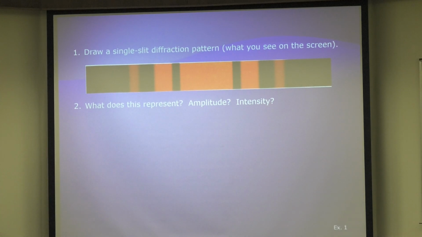All right, now, what does it represent? The amplitude or the intensity? In other words, what do you see on the screen? Well, you see the intensity, agree? You see the intensity. Because the amplitude has positive and negative. What does it mean to see something negative on a screen? I don't know. So you see the amplitude squared, you see the intensity.